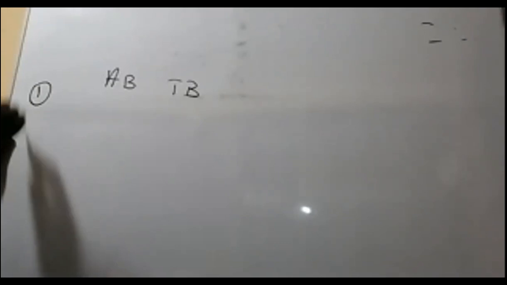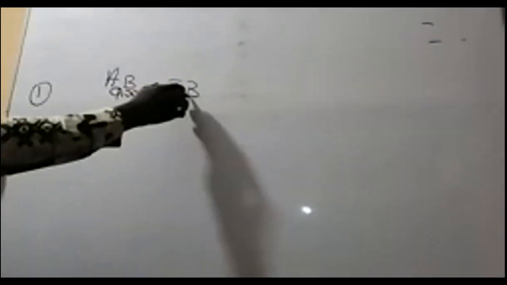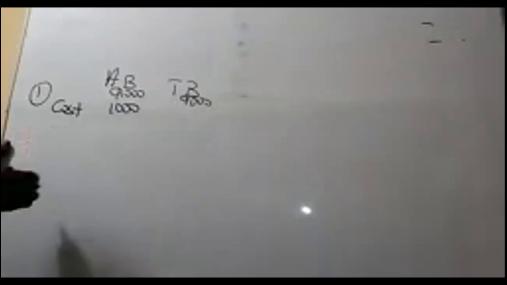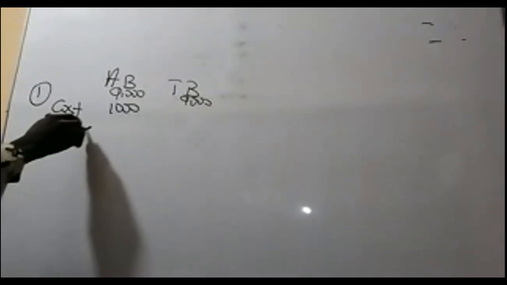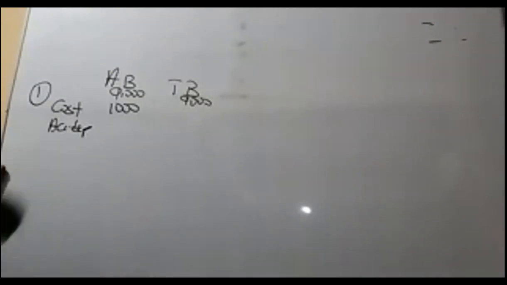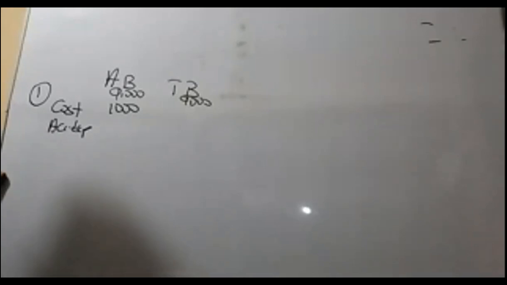First, year one, accounting base, tax base. Year one, cost of the asset, let's raise it to 1,000. So 1 million cost. Accumulated depreciation for the first year will be 25%, right? So that will be 250, and that will give us 750.